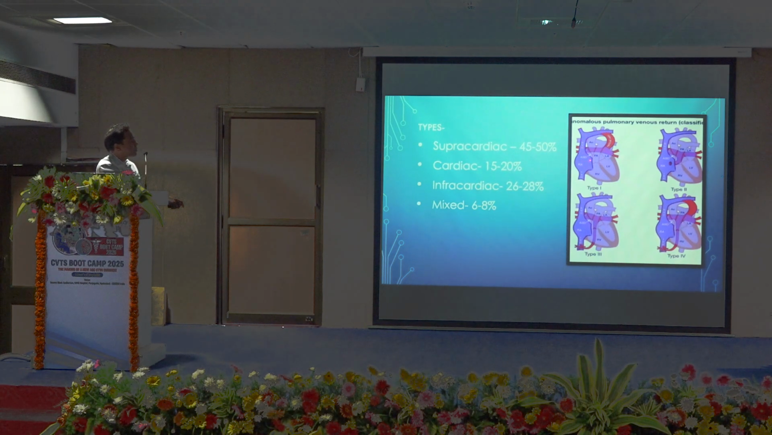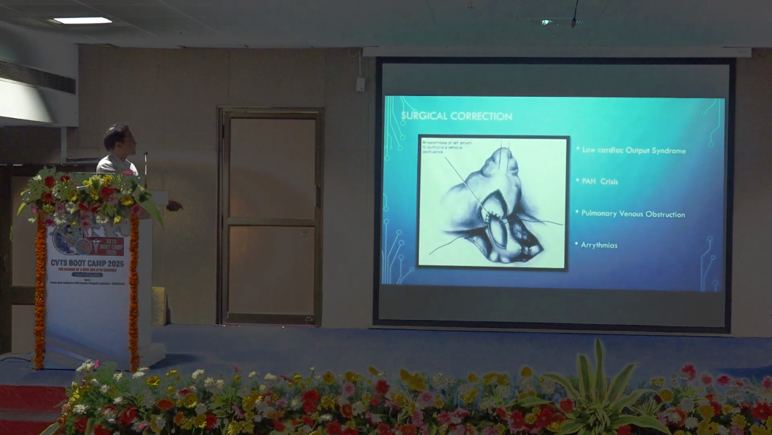And the patient survives based on the atrial septal defect. Whatever blood flows through the ASD to the left side goes to the systemic circulation. So this is the supracardiac variety. In the cardiac variety, the common vein joins the coronary sinus. In the infracardiac variety, the descending vertical vein joins the inferior vena cava or hepatic veins. And in the mixed variety, any of the subsets can be mixed.